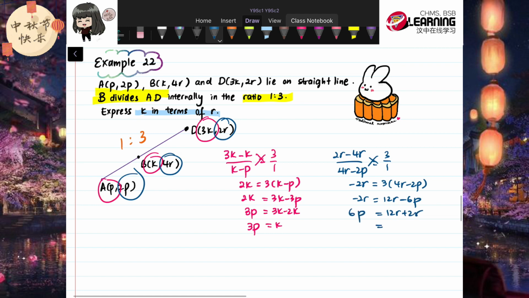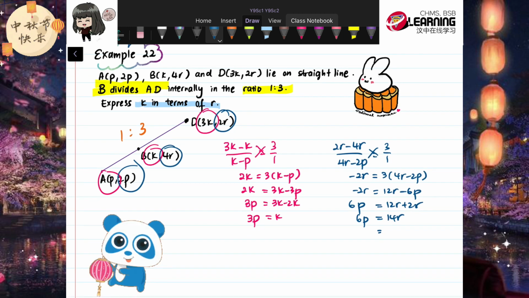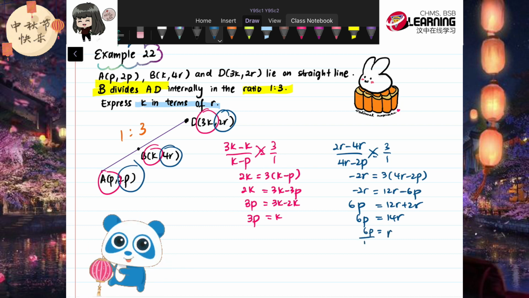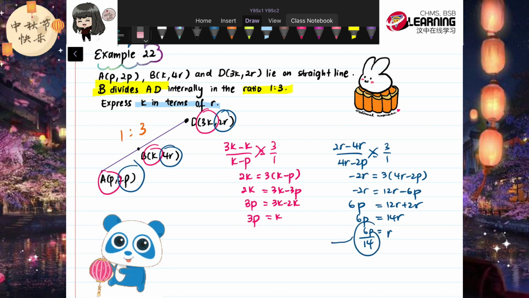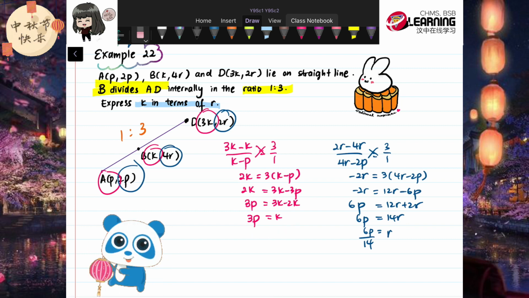Move the 6p, 14r, 6p. This one you can try to do on your own. Okay, so now what are we going to do? We want to make r as subject or p as subject? Okay, if we make r as subject, what happens here is, okay, I show you first. If we make r as subject, we don't know where to sub in, right? This one, because here doesn't have r. Okay, so we don't use r as subject. We use p as subject.